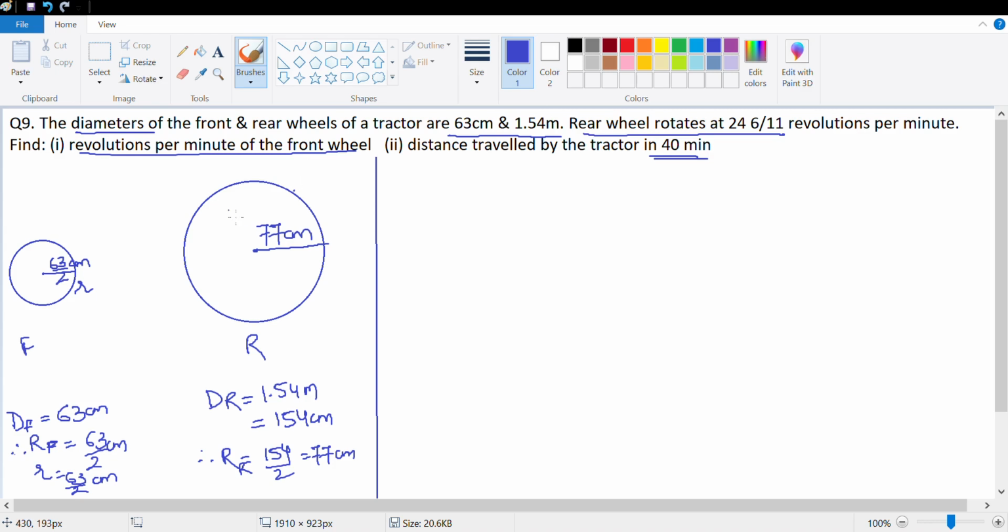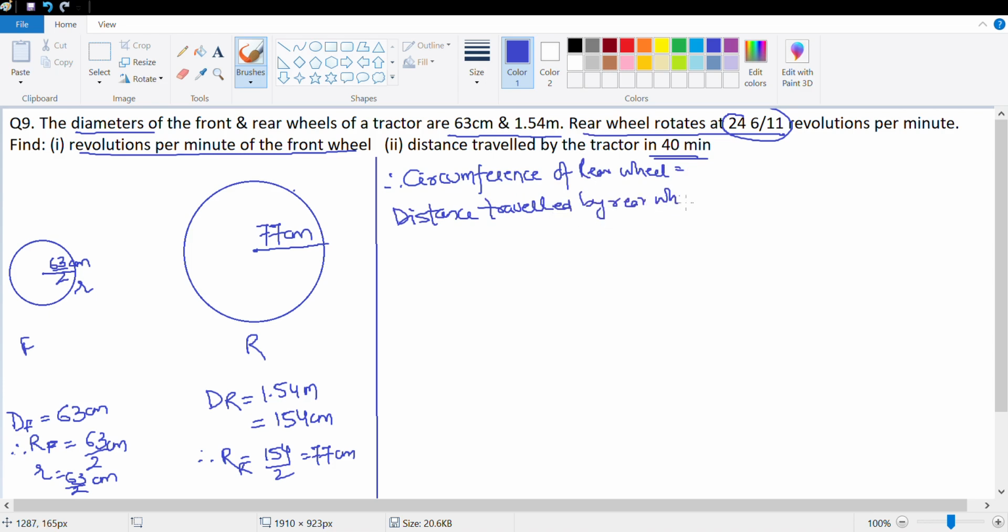Perfect. So let's just figure out the circumference of this, which will help us figure out the distance traveled by the rear wheel. Therefore, circumference of a rear wheel, which is equal to distance traveled by the rear wheel, is equal to 2 into pi, which is 22 upon 7, into r, which in this case is 77. Good. We don't need to calculate the radius. Perfect. So this is distance traveled by the rear wheel in one revolution, which is one circumference.